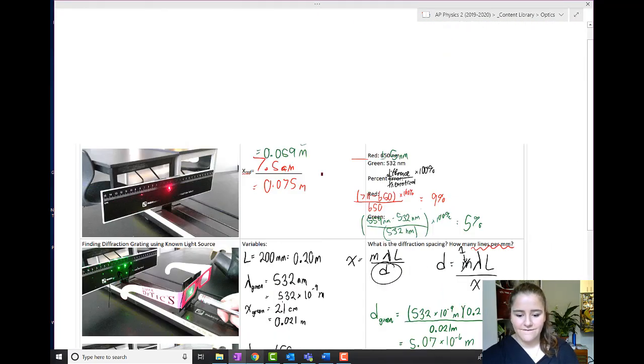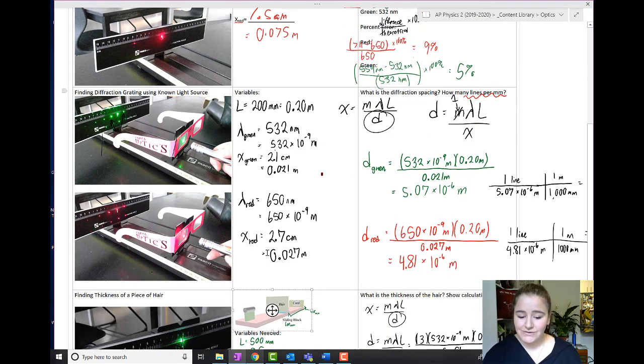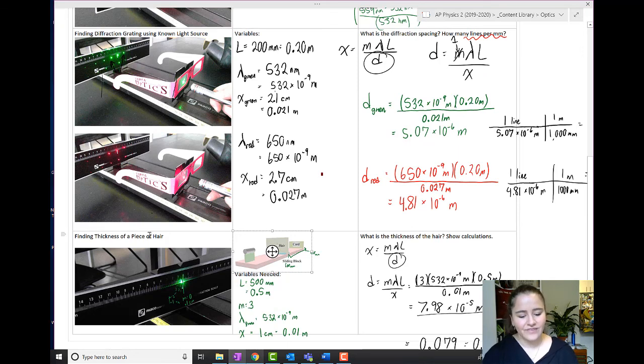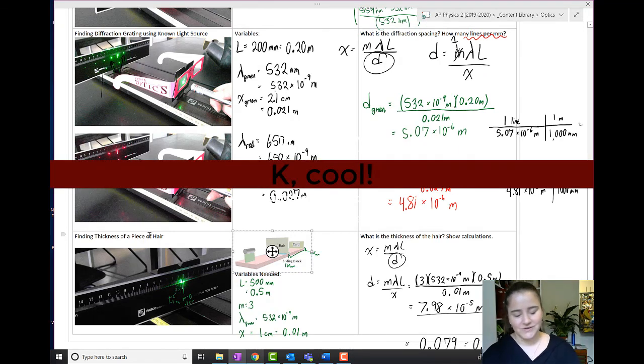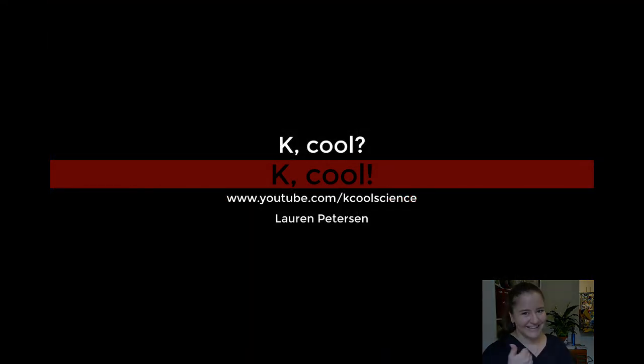We have found the wavelength of a laser light using a known diffraction grating, then used that known wavelength of light to find the diffraction grating of a thing. And we have also found the thickness of a piece of hair using its diffraction pattern. Okay, cool? Okay, cool.